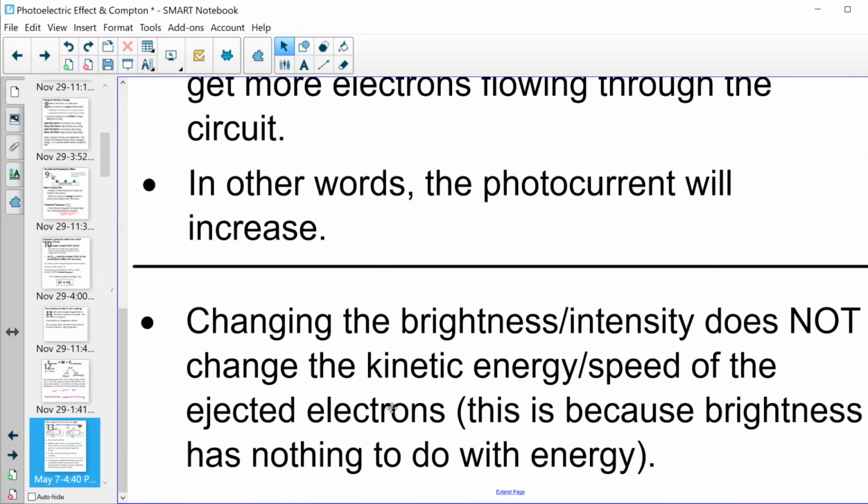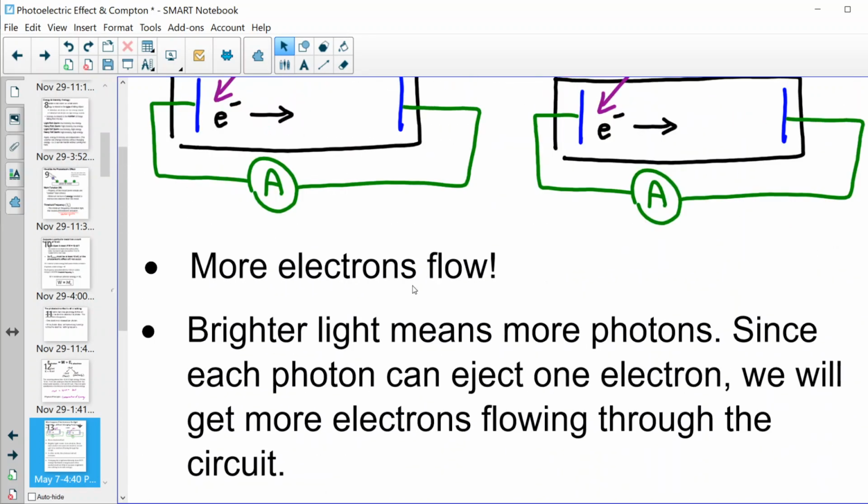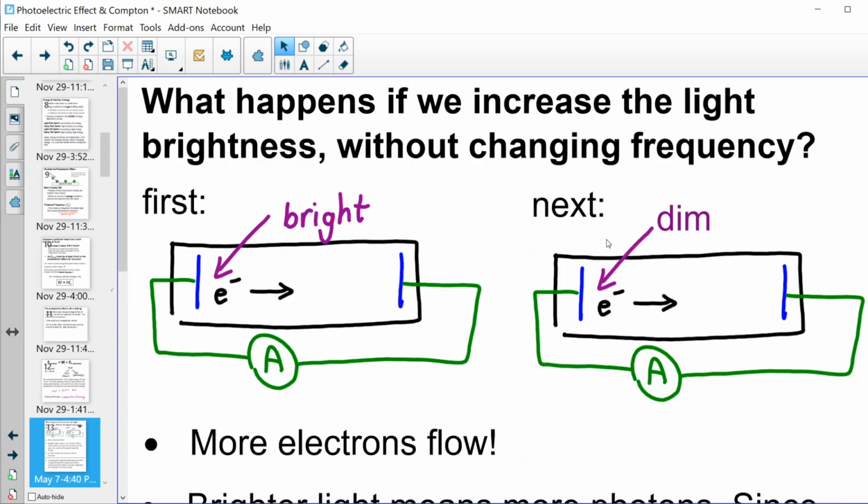However, changing the brightness of the light does not change the kinetic energy or the speed of the electrons, and that's because brightness has nothing to do with energy. Remember we talked about that earlier? So in this situation here where the light is bright, we're going to have more electrons. In this one over here where the light is dim, we're going to have fewer electrons, but where the light is bright and where it's dim, all of the electrons are traveling at the same speed.